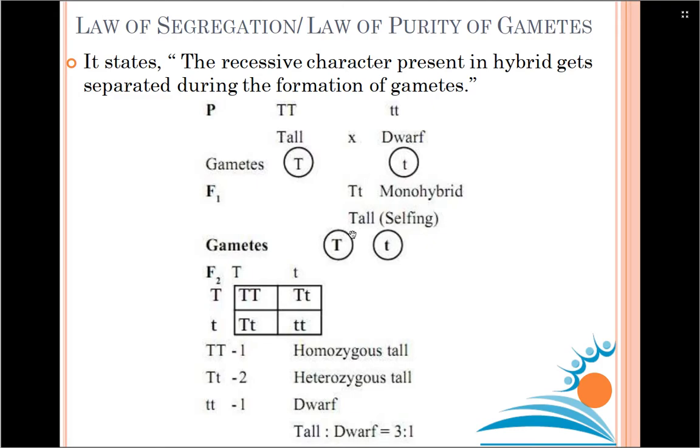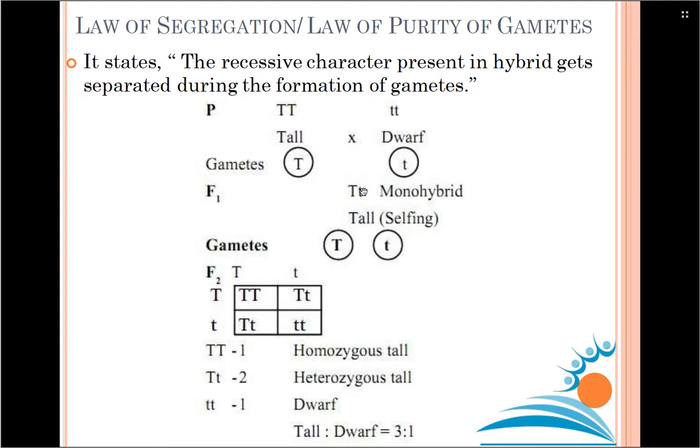So he found the hybrid, and this hybrid has both genes: the gene representing the tall character and the gene representing the dwarf character. But as the law of dominance states, both characters are not possible to be visible at the same time. So here the tall character is visible, whereas the dwarf character is hidden, which is called the recessive character.